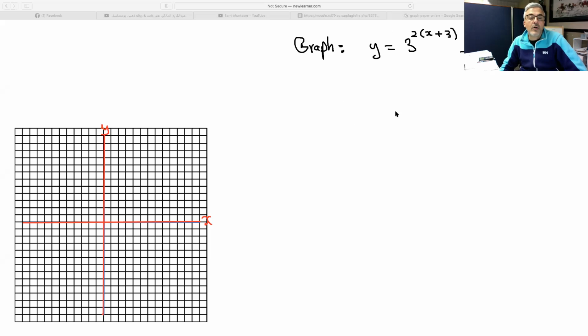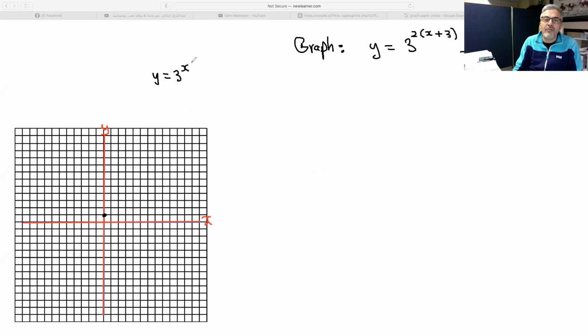So we are revisiting graphing exponential functions. The best thing to do, I think, is to look at y equals 3 to the power of x. It goes through 1, because if you sub in 0 for x, 3 to the 0 is 1.